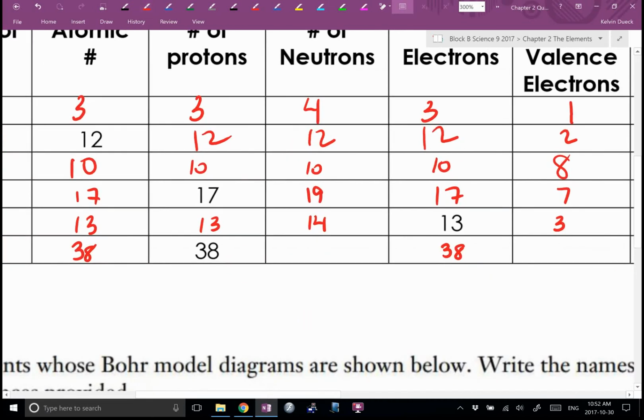Number of neutrons. Now I'll have to do some probable math. 87.6, 88, take away 38. Oh, that's not too bad. 40 even? Yes? 50, that's what I said. 50. Boy, you don't listen well at all.